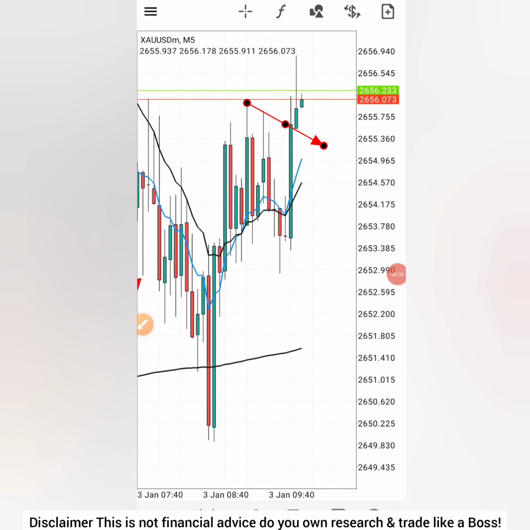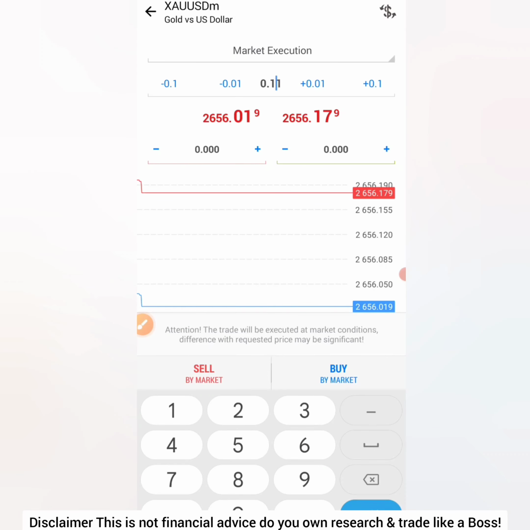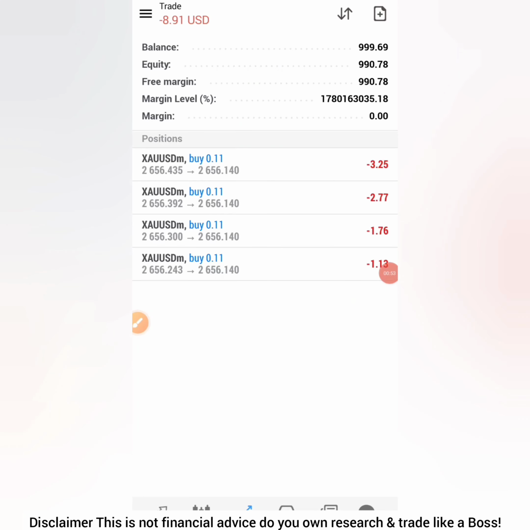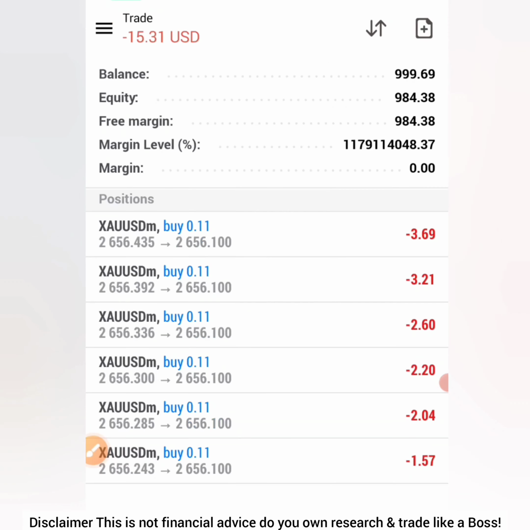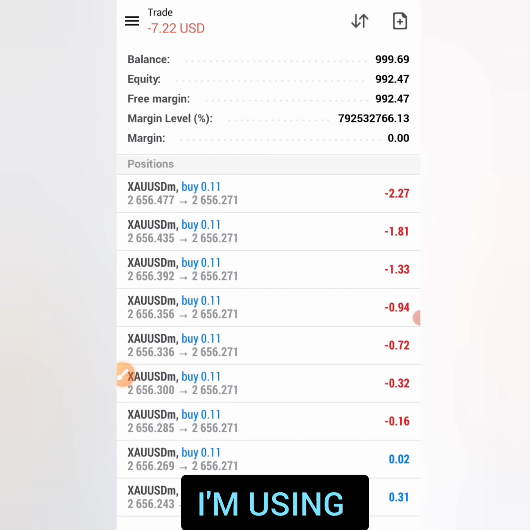Right now, we currently have a trade, so I'm going to enter the trade. Let's use 0.1 as our lot size trading gold, and you can see we're getting into profits immediately. Right here, I'm going to enter as many trades as possible, and if you're wondering how it's actually possible to enter as many trades as I want, this is because I'm using a good broker.